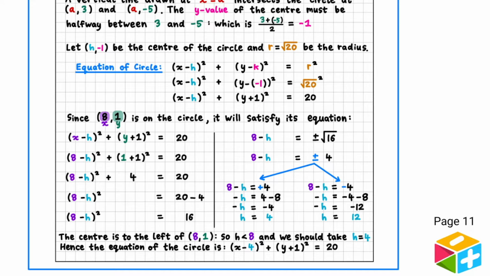To get our final answer, we should write this in to the expression we had for the equation of the circle. This gives us x minus 4 all squared plus y plus 1 all squared is equal to 20.